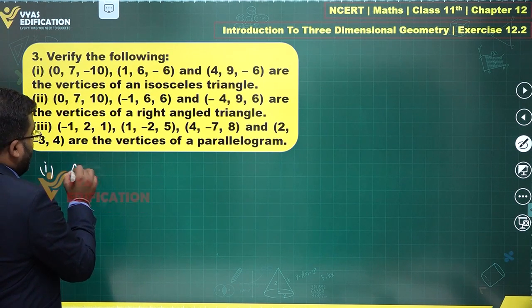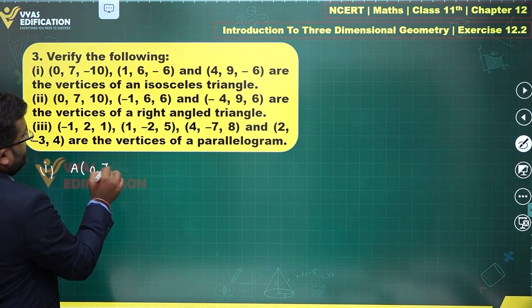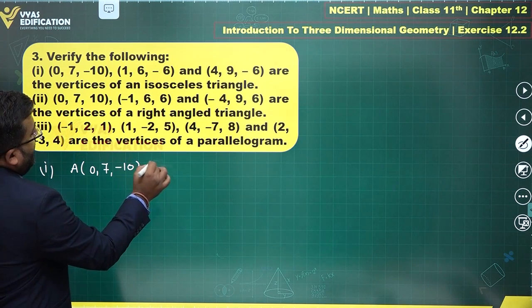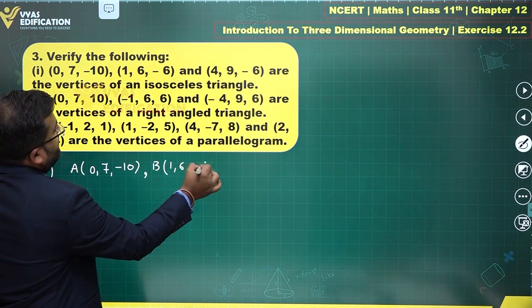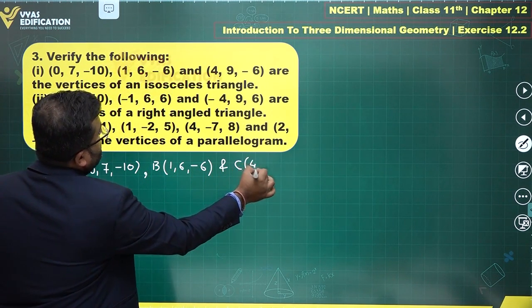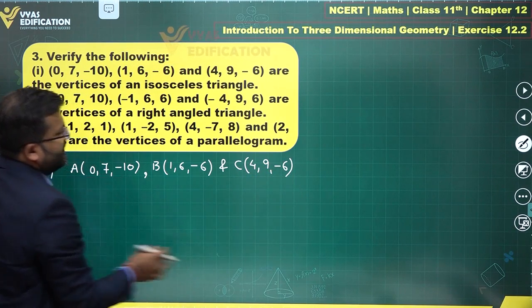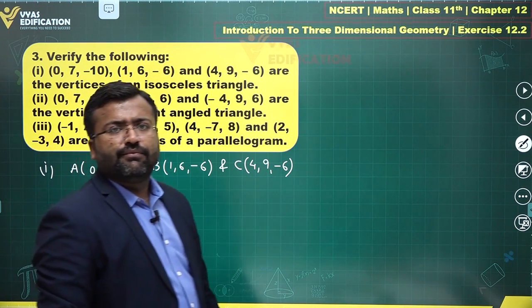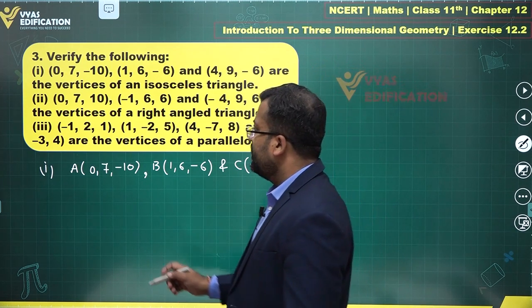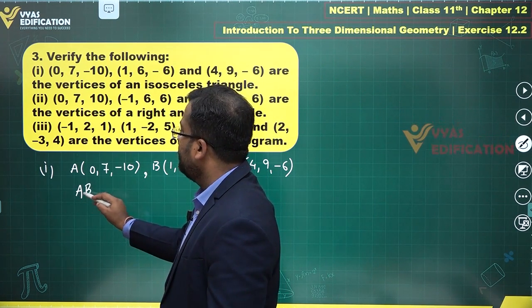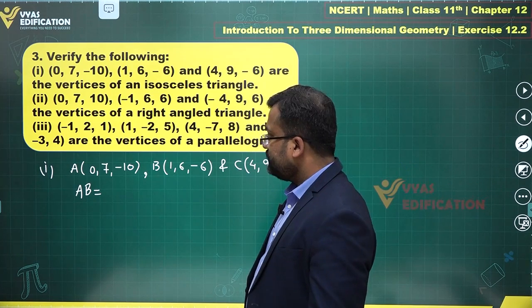So in the first part, you have A, which is (0, 7, -10). You have B, which is (1, 6, -6). And C, which is (4, 9, -6). I've just noted the points. That's all. Now let's find the distances, right? Side lengths.